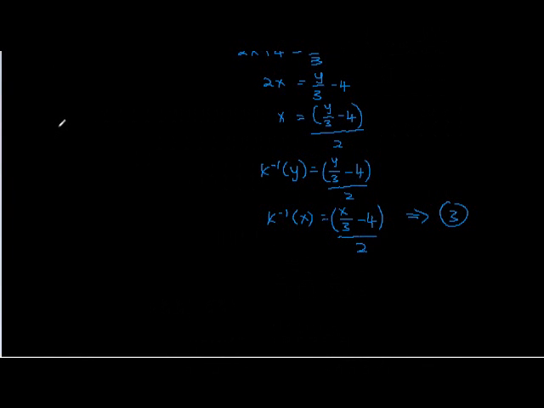Let us consider one more function before we wrap up the lesson of this video. Let's consider the following. Function j such that x is mapped onto 12 minus 5x over 3. So this can be written as function j maps x onto 12 minus 5x over 3.